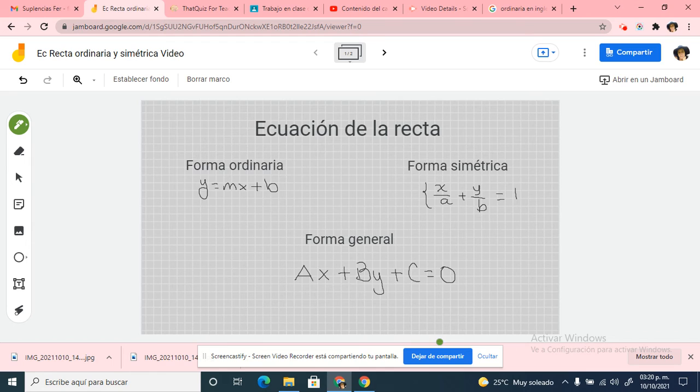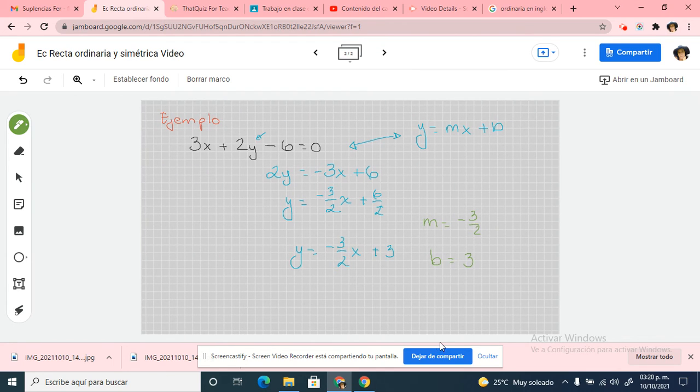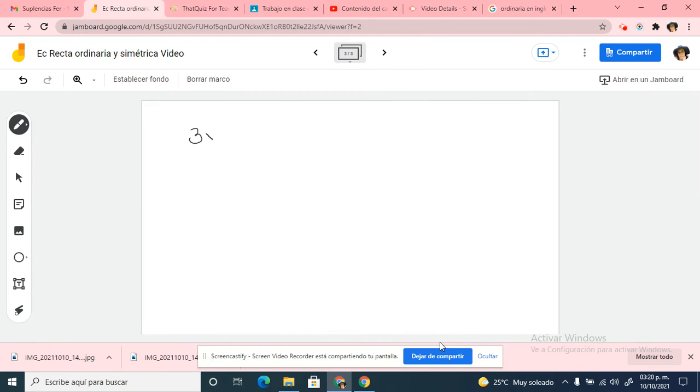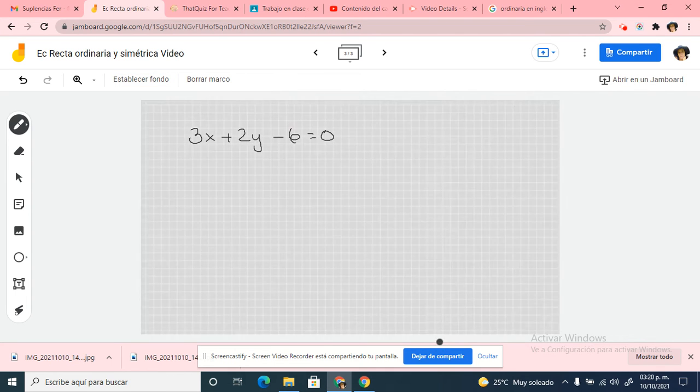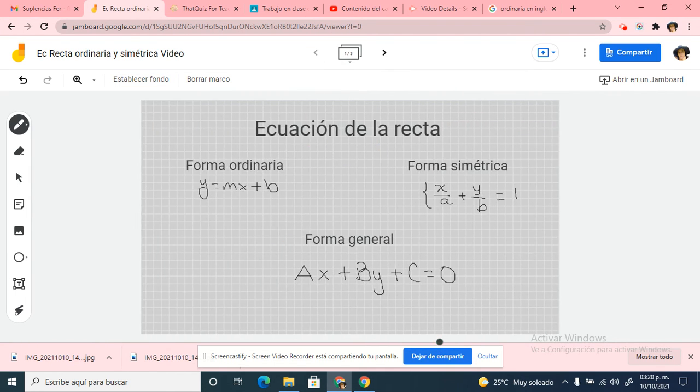We need to transform it into this way. We're going to use the same example, which is 3x plus 2y minus 6 equals 0. And now we need two things. First of all, as you can see in this case, x and y are on the left side of the equation and the number is on the right side of the equation.